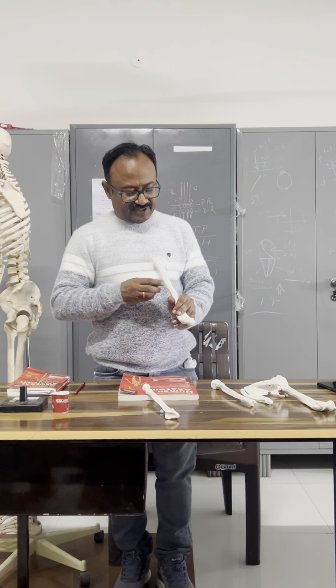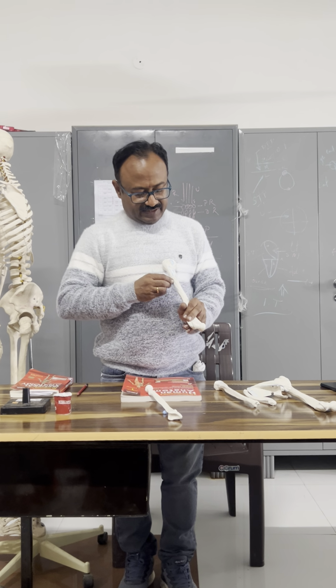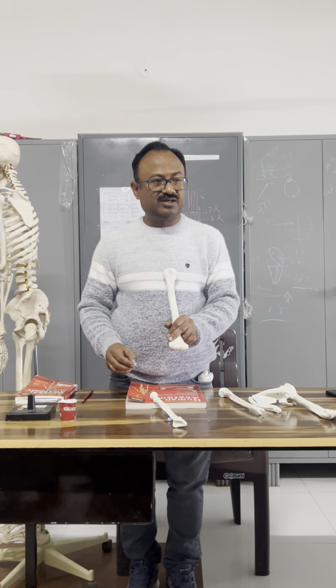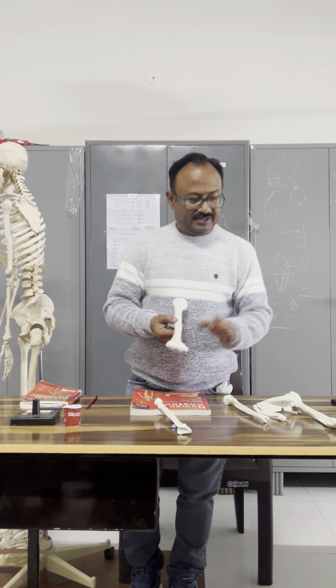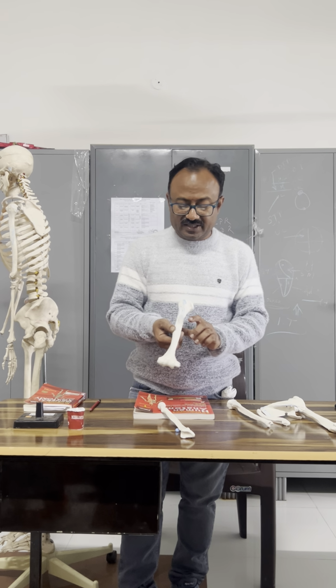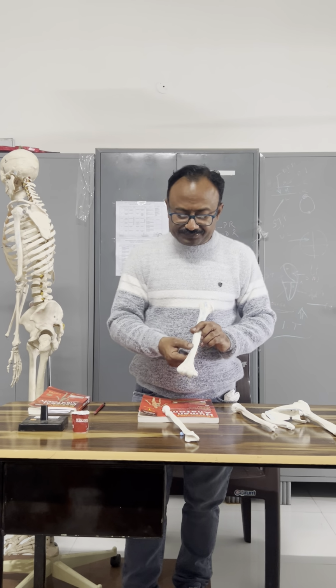Deltoid tuberosity gives insertion to the deltoid muscle. So you will find the insertion of the deltoid muscle on the deltoid tuberosity. This was all about the insertions. Okay, now we talk about the origins.